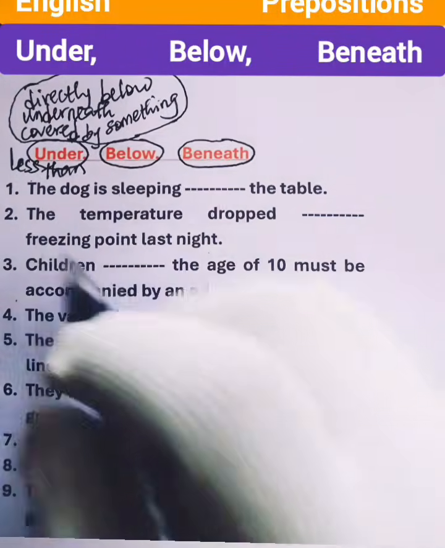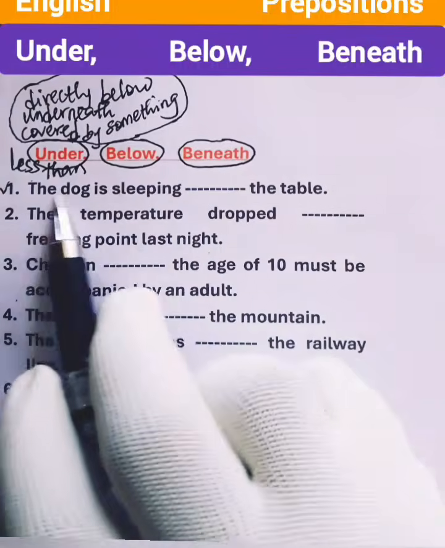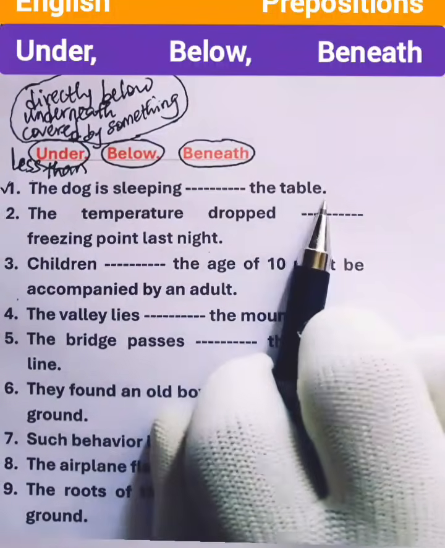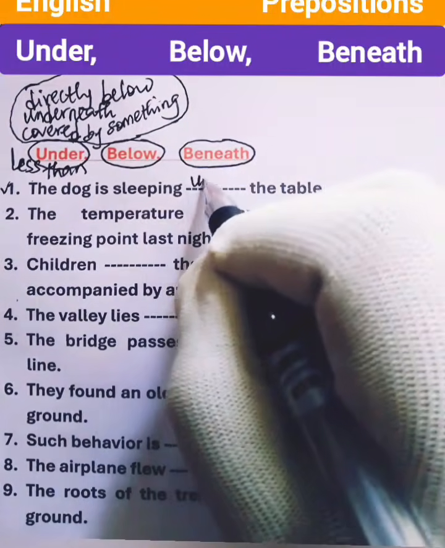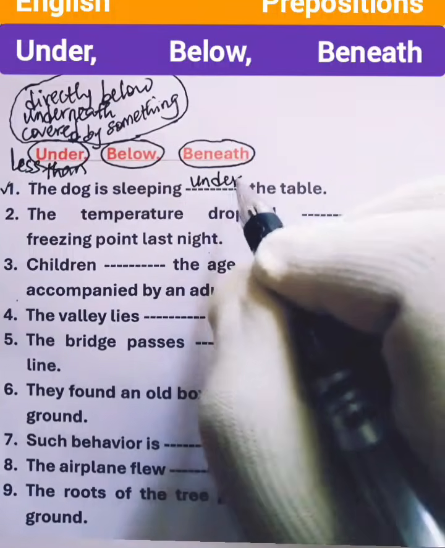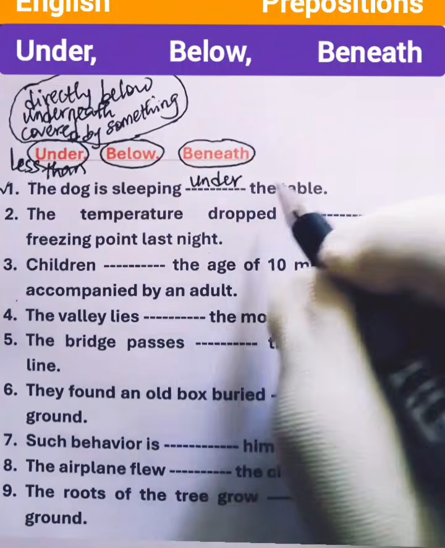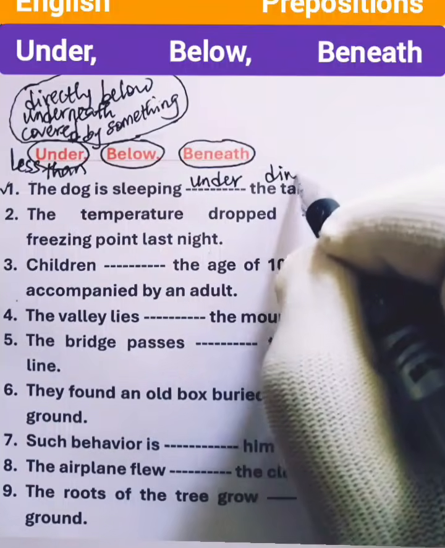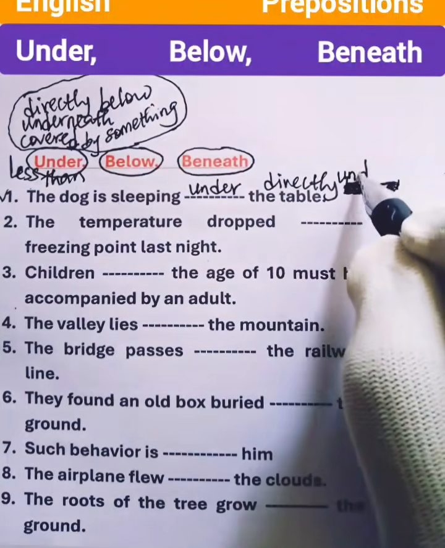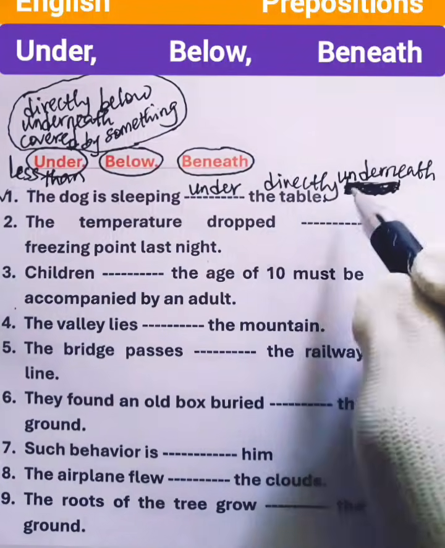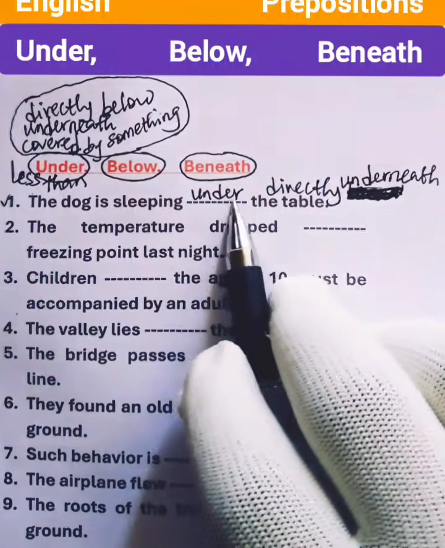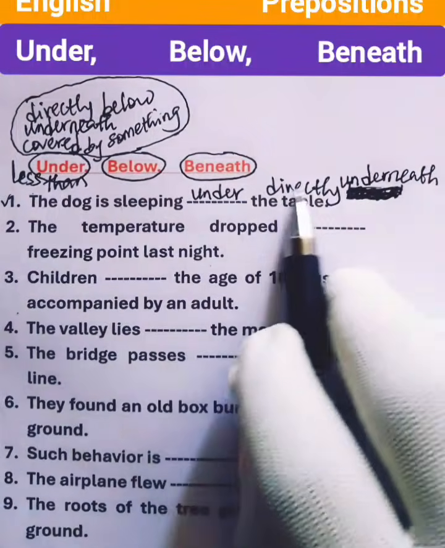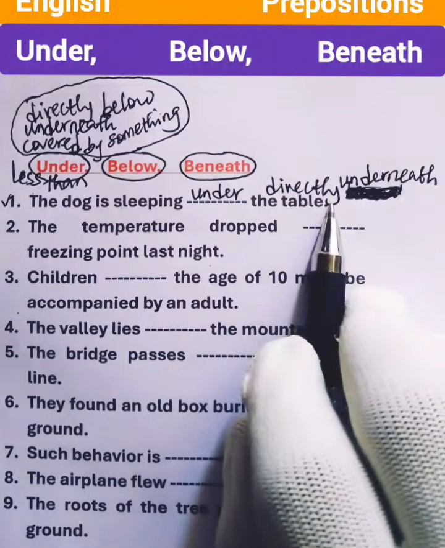Our first example is number 1. The dog is sleeping blank the table, under the table. Here it means the dog is directly underneath the table. So using under here shows that the dog is directly underneath the table.